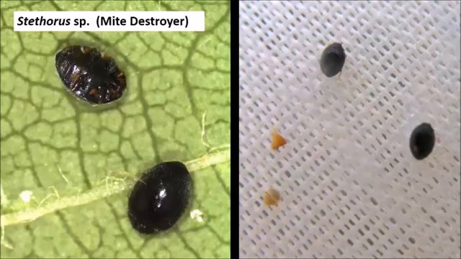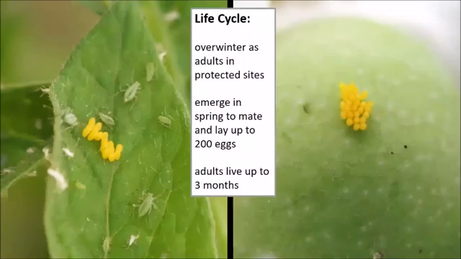Another lady beetle relative, Diane had mentioned this one, Stethorus. I've actually seen this a lot in some orchards. They'll feed on the small eriophyid mites, but also spider mites as well. So this is an important, very tiny lady beetle relative that we can see in the orchards.